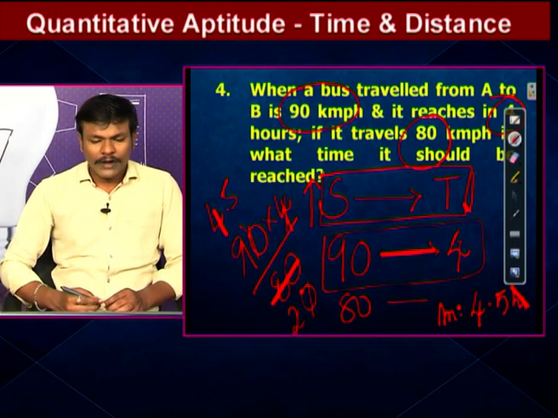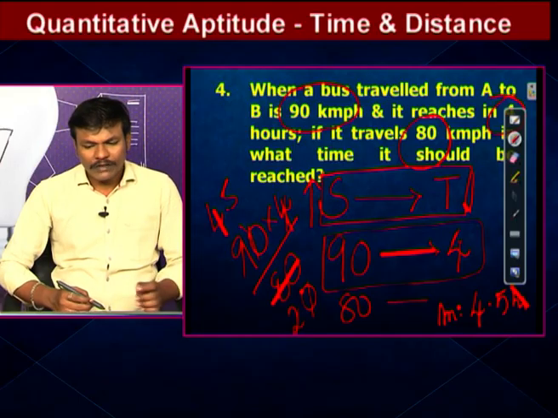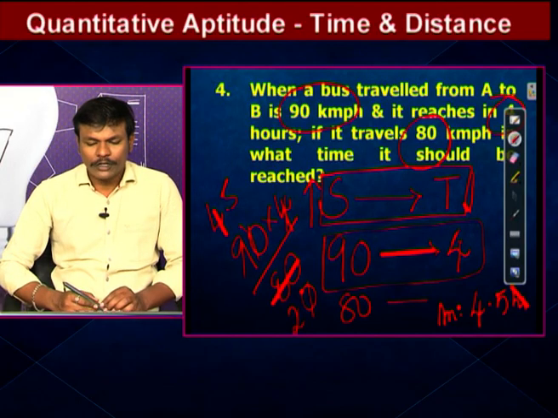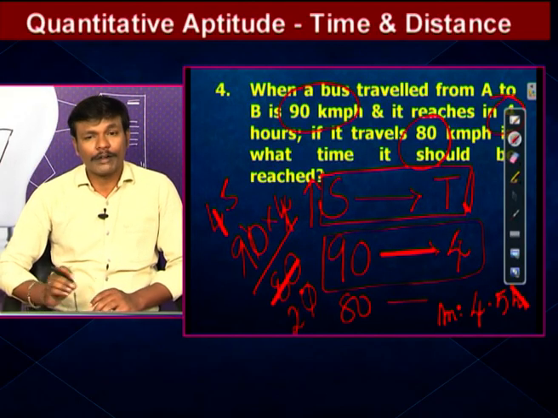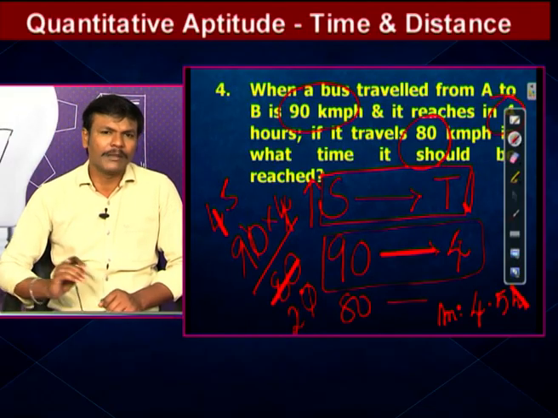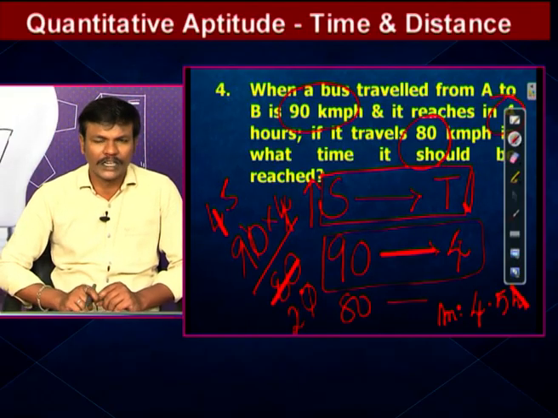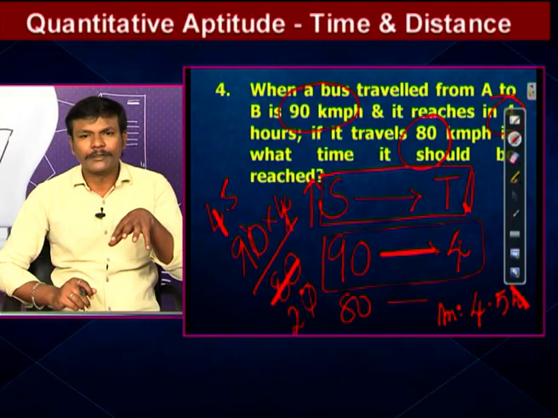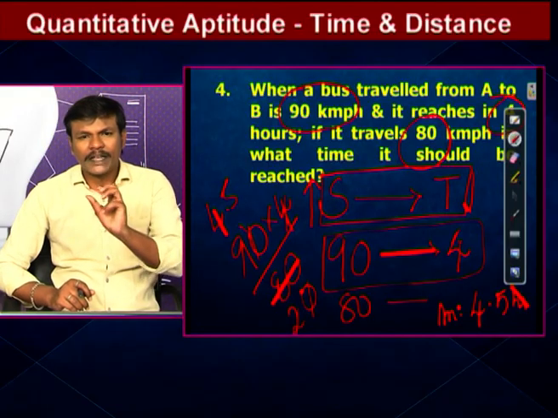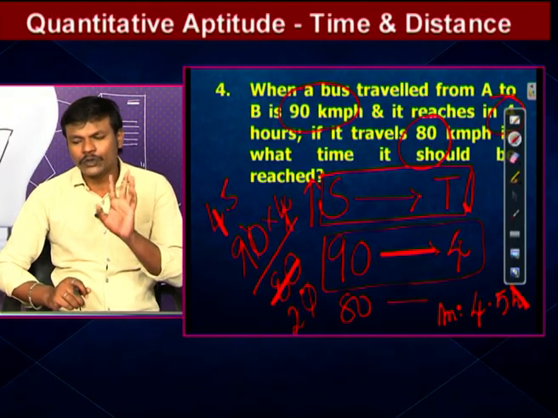So when the bus travels 90 km per hour in 4 hours, at 80 km per hour, in what time should it be reached? 4.5 hours it will be reached. And that means 4 hours 30 minutes. We are applying here adjacent multiplication of the given terms, that is speed to time.